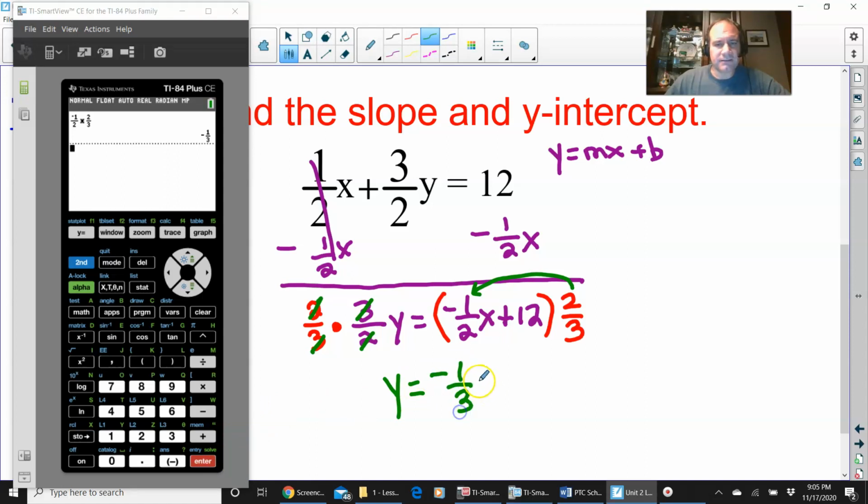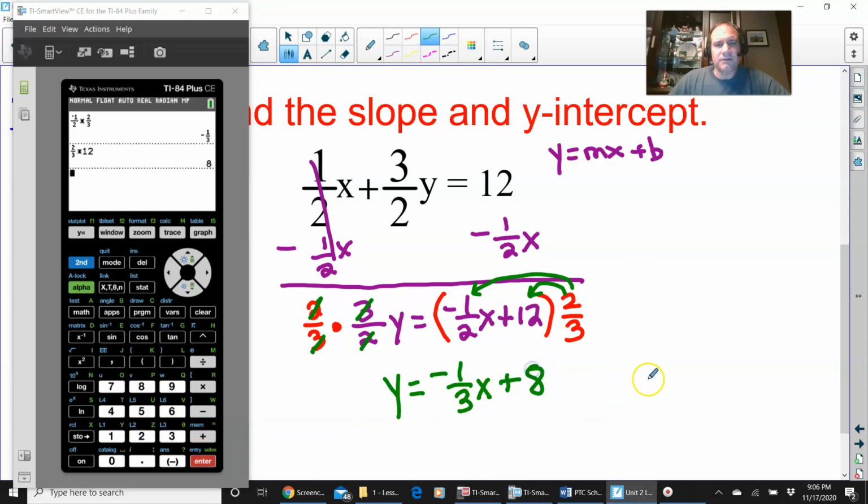Don't forget the x. Wow, that's my slope. All right, I'm going to try it again. 2/3 times 12. Alpha x, 2 over 3. Love the calculator. Times 12. 8.